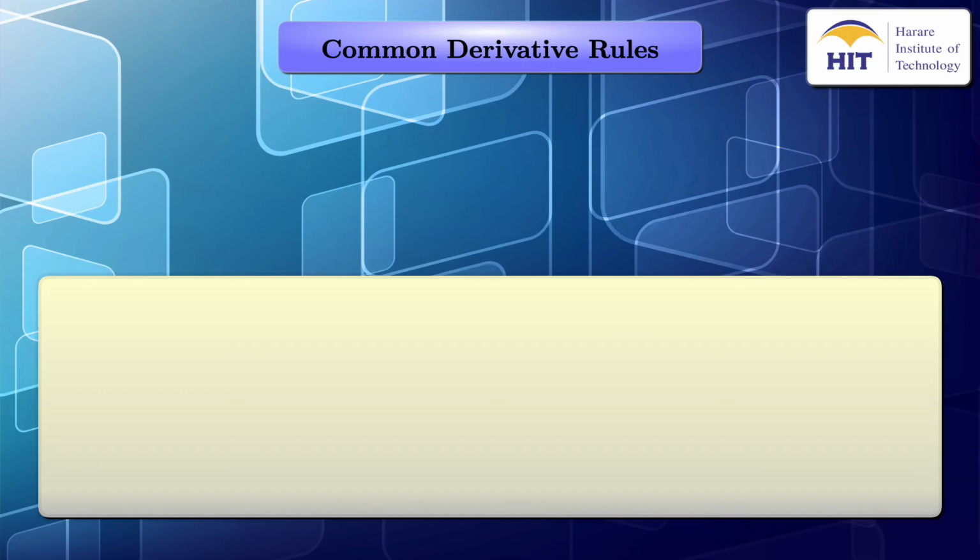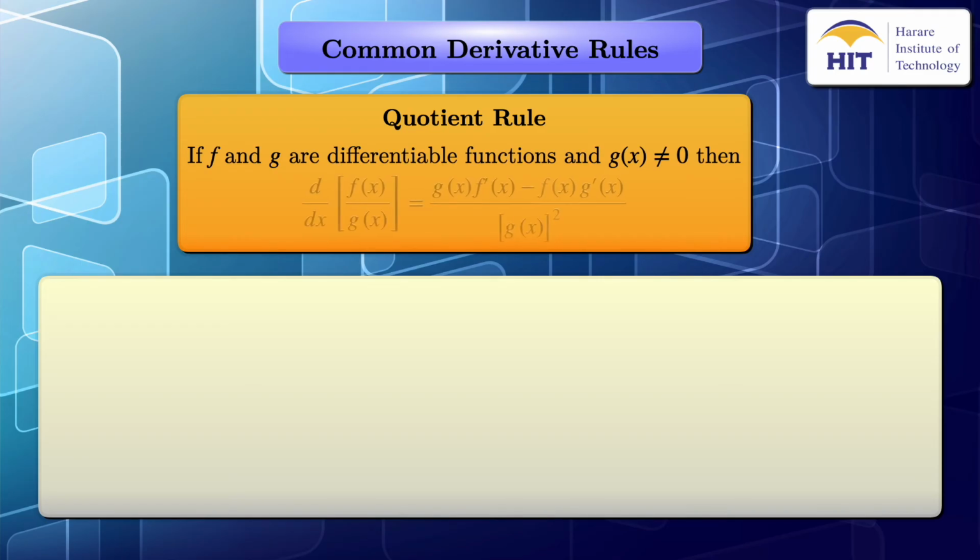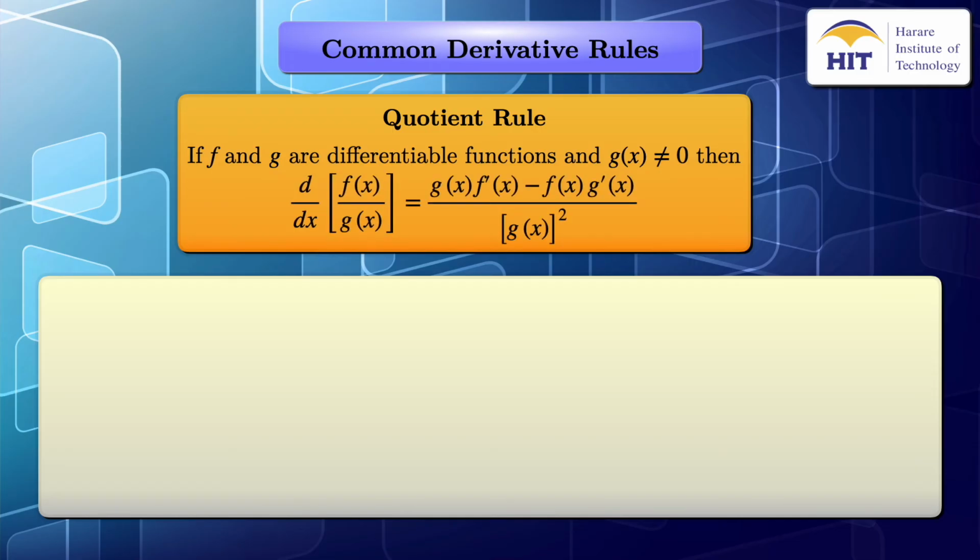I now go on to the next rule, which is the quotient rule. It says that if f and g are differentiable functions and g of x is not equal to 0, then the derivative of the quotient f of x divided by g of x is equal to g of x multiplied by f prime of x minus f of x multiplied by g prime of x, divided by g of x squared. So for example, if we are looking at the function y is equal to 10 divided by x squared plus 1.